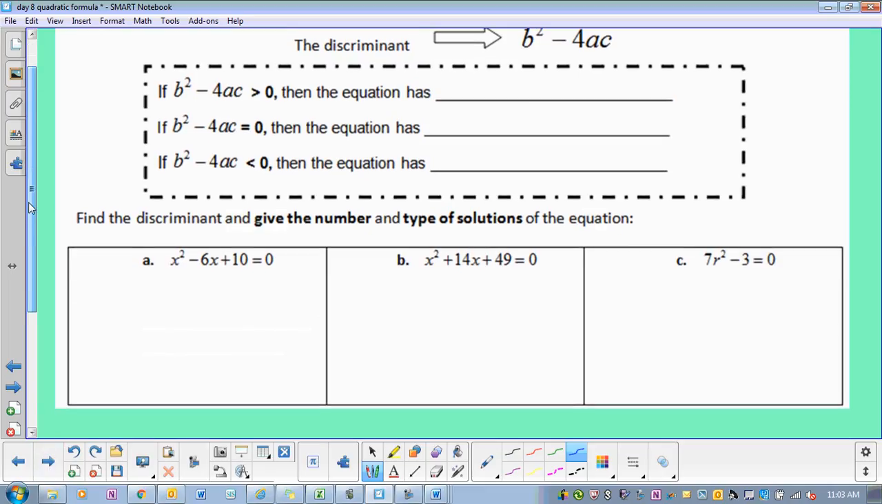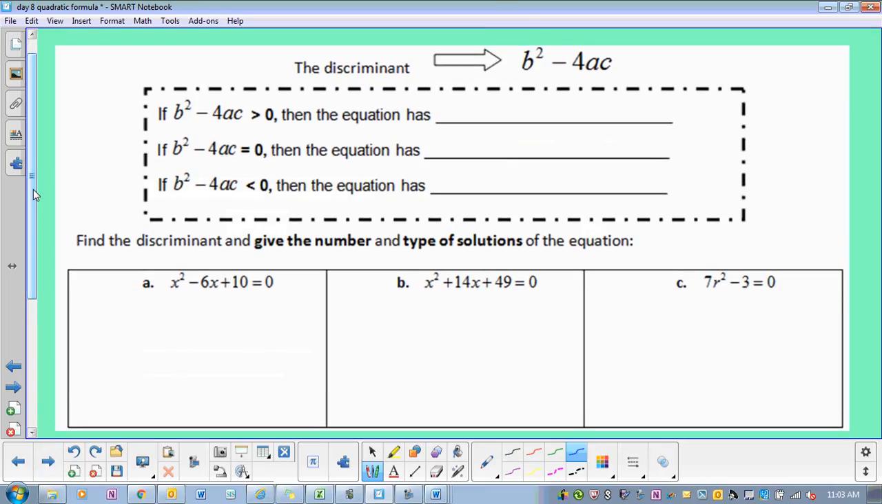All right. So here's the part that is kind of new for you this year. We're going to learn about something called the discriminant. Okay? If you've done this, great. The discriminant is just b squared minus 4ac. Okay? That's the discriminant. So guys, you have to memorize this.